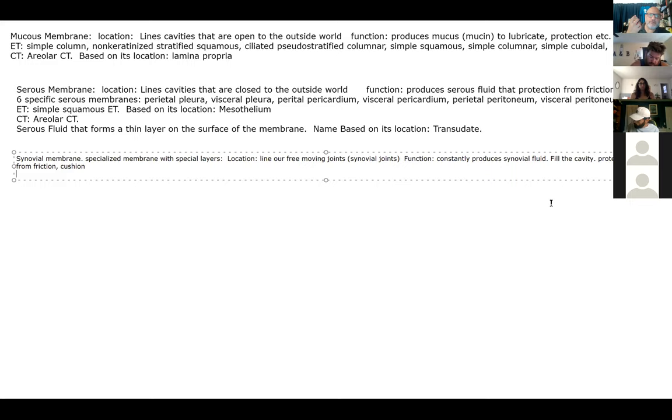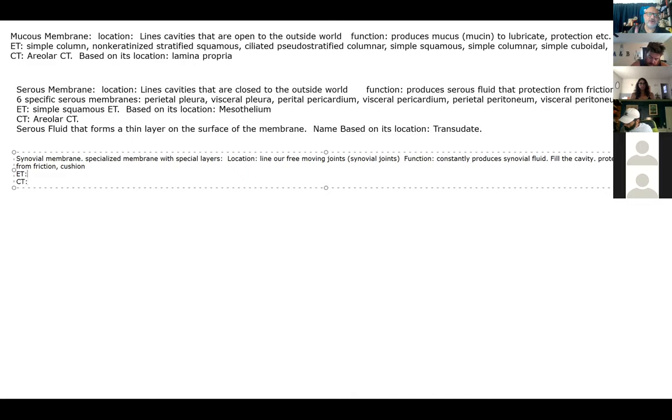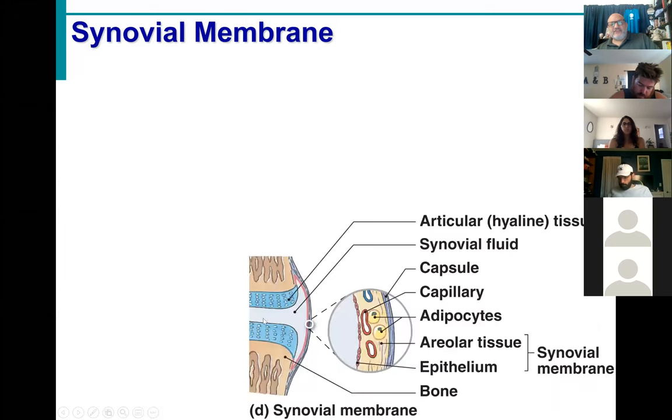Now, like all membranes, it is made up of an epithelial tissue sitting on top of a connective tissue. But remember, I said these are special layers. Let's actually cheat for a second. And here, I'm going to erase this part. And look back at the picture. Here we see a joint between two bones. We see the hyaline cartilage on the ends of them, providing that rubbery, cushiony protection, reducing friction that way. Here we see that synovial cavity that is filled with fluid. And here in red, we see the synovial membrane.